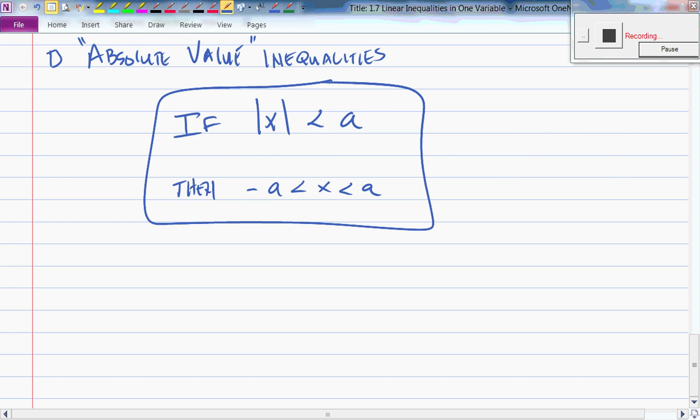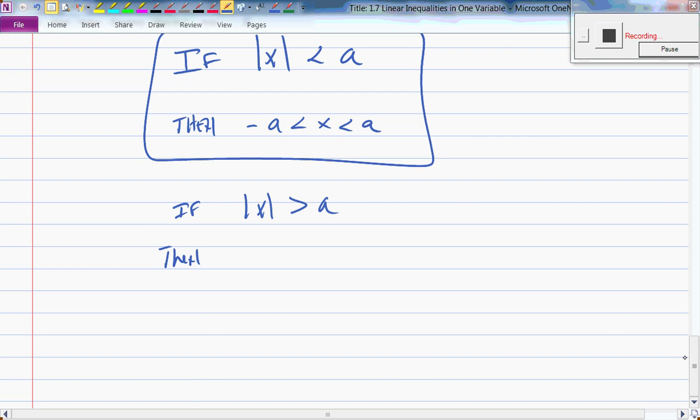All right, that's different than this statement here. If the absolute value of x is greater than a, then we are producing two separate unbounded regions. And the setup is different. Then we have to produce two different unbounded regions because there are two regions that can be true to satisfy this inequality of a number being greater than a. So we have either x is greater than a or x is less than negative a.